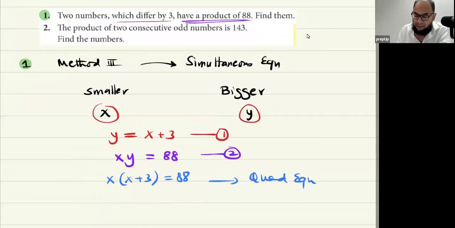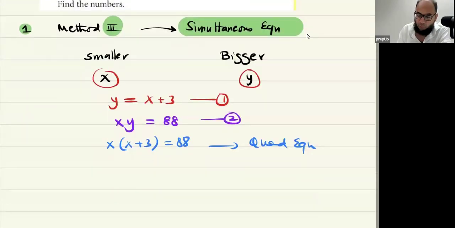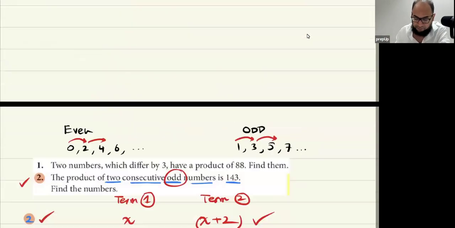Method number 3, this is based upon the idea of simultaneous equations. That is, one number is x, the other one is y. Again, there were two options. I just solved it one way. I chose x to be the smaller one, y to be the bigger one. So y is the smaller plus 3. It could be vice versa also. The product is 88, two simultaneous equations, use substitution. y is written as x plus 3. We solve and we get the answers.